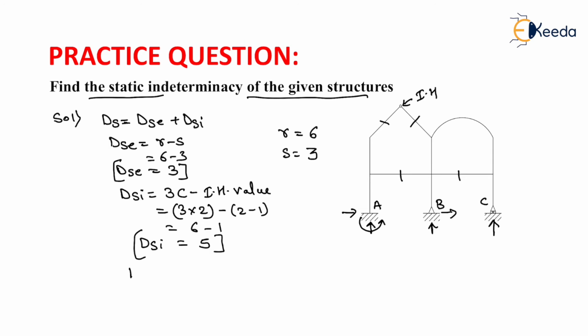Now if we want to calculate the total static indeterminacy, it will be the sum of external static indeterminacy and internal static indeterminacy, so its value will be equal to 8. That will be the total static indeterminacy of this frame shown in the question.